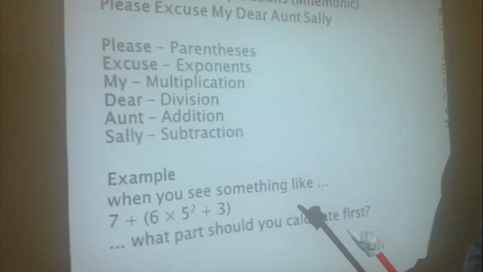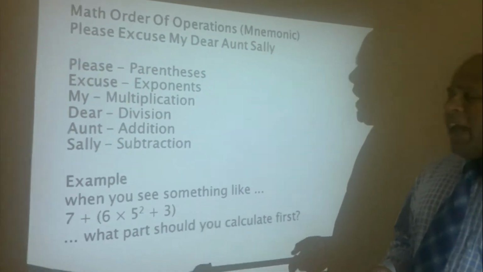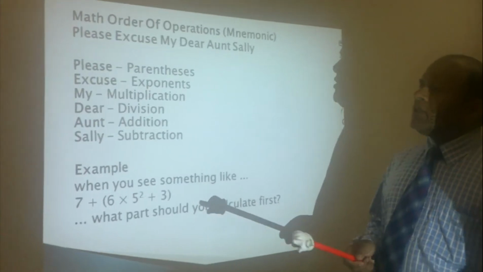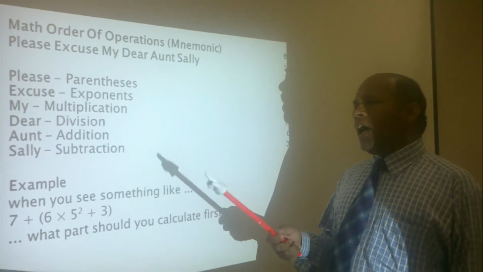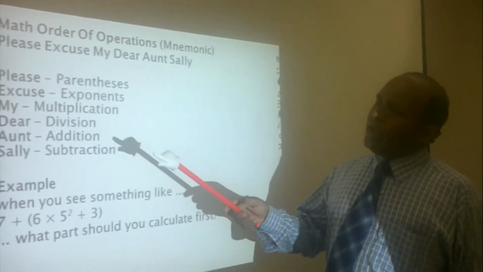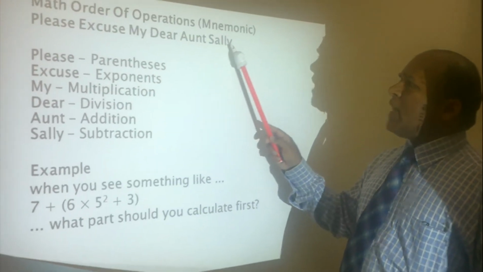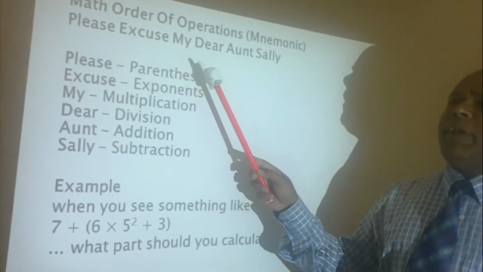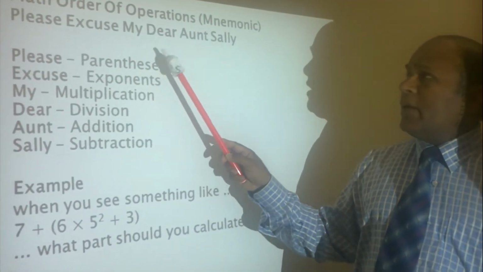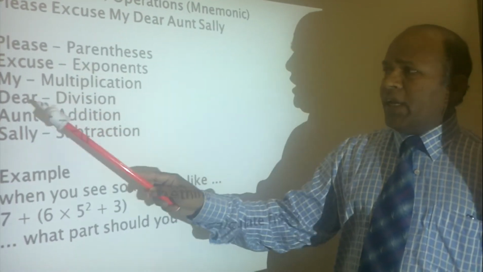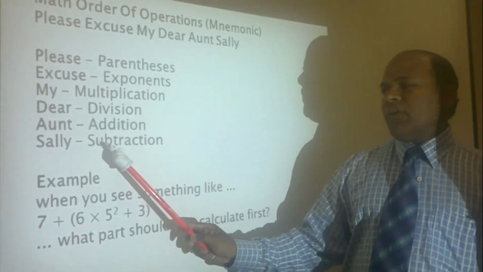If we go to algebraic methods, many of my students are confused about the order of operations, plus and minus. They are always confused. So I introduce a verbal sentence: please excuse my dear Aunt Sally. Please means parentheses, brackets; excuse means exponent, meaning power; my means multiplication; dear means division; aunt means addition; and Sally stands for subtraction.